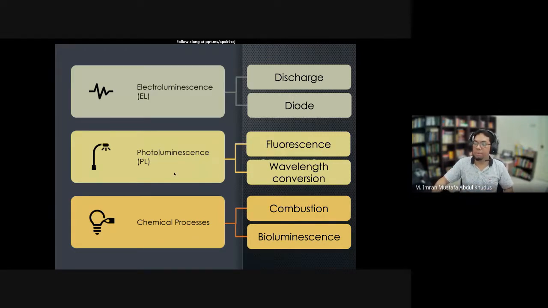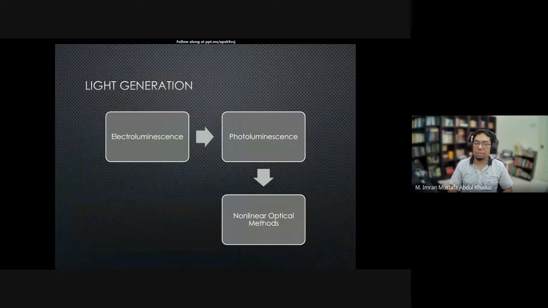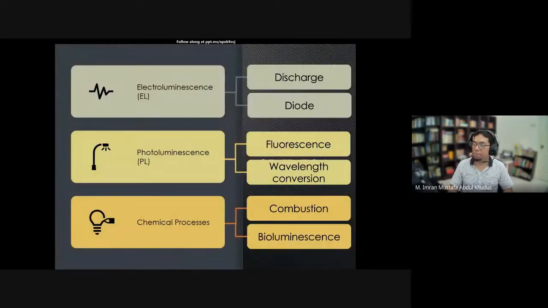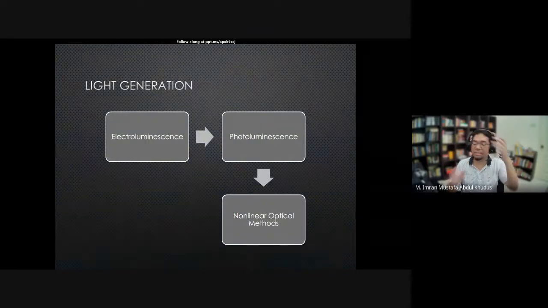And then we have photoluminescence, which is essentially made up of generally two things. You can either have fluorescence, which is when you shoot a bluer light to get light which is redder in color, or wavelength conversion. Wavelength conversion has multiple parts, and we'll talk about it in more detail in the talk, right? So essentially, for things that we can actually control, we go from electroluminescence to photoluminescence in the sense of fluorescence, and then normally nonlinear optical methods. In order for you to get nonlinear optical methods, typically you would use something like photoluminescence to get the necessary conditions out, and the electroluminescence pumps everything.